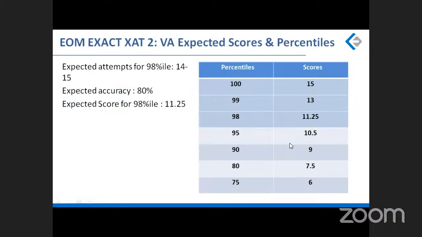So expected scores, as I said, for verbal 14 to 15 attempts is what would be decent with an expected accuracy of 80%. That would put you guys at, because it's negative marking, 11.25 at your 98 percentile. 100 percentile, totally worth 15 on this test. 15 out of 26 would be a fantastic score. 75 percentile, what does it seem? 40% of 100 percentile. Totally worth it.